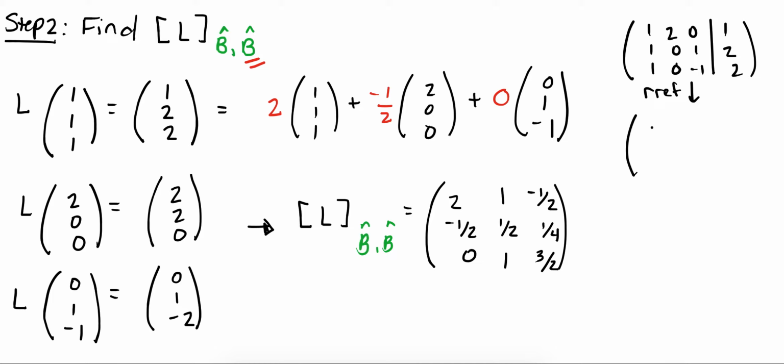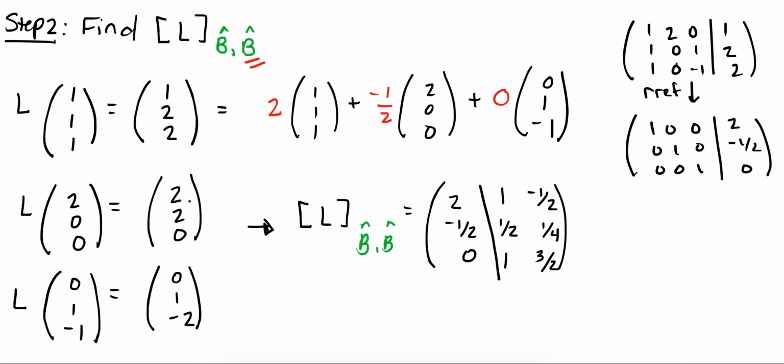If you do that, you'll see that you get 2, negative 1/2, 0. And that's how I got these 3 numbers. And then this 2, negative 1/2, 0 is what goes here. And then I do the same thing for this 2, 2, 0. And then for this 0, 1, negative 2. So for the 2, 2, 0, I would get this column. And then for the 0, 1, negative 2, I would get this column. Okay, now we've found this matrix.